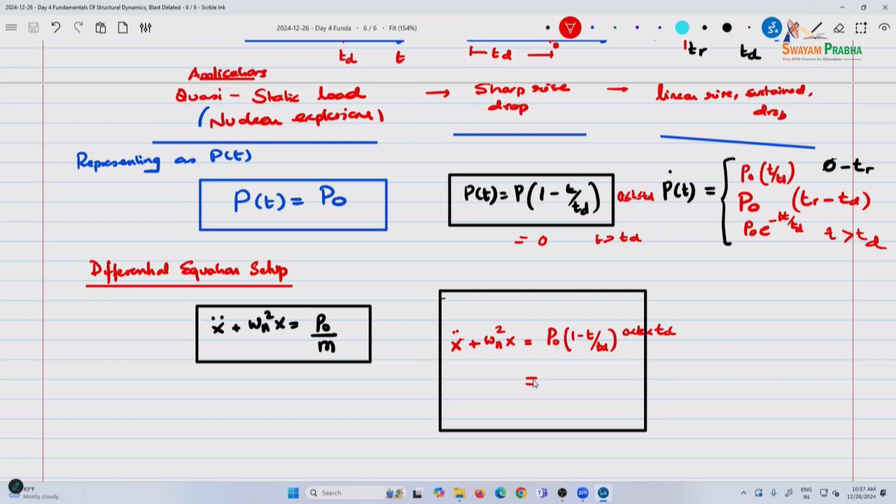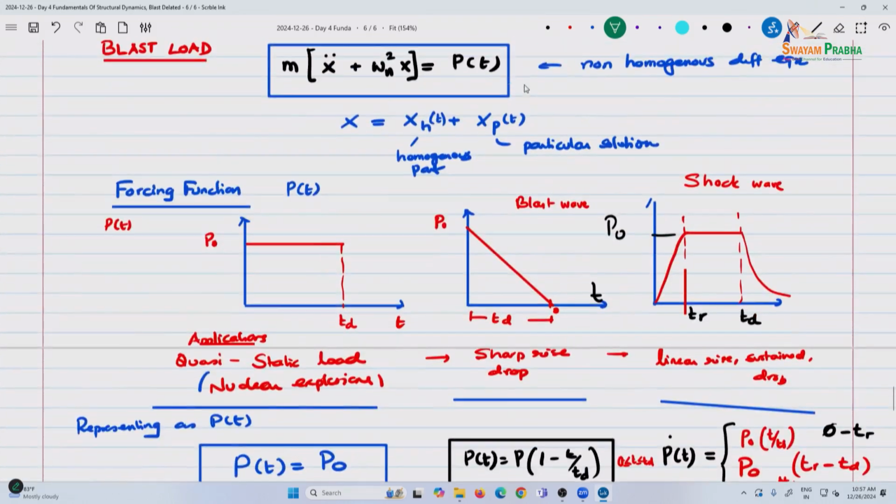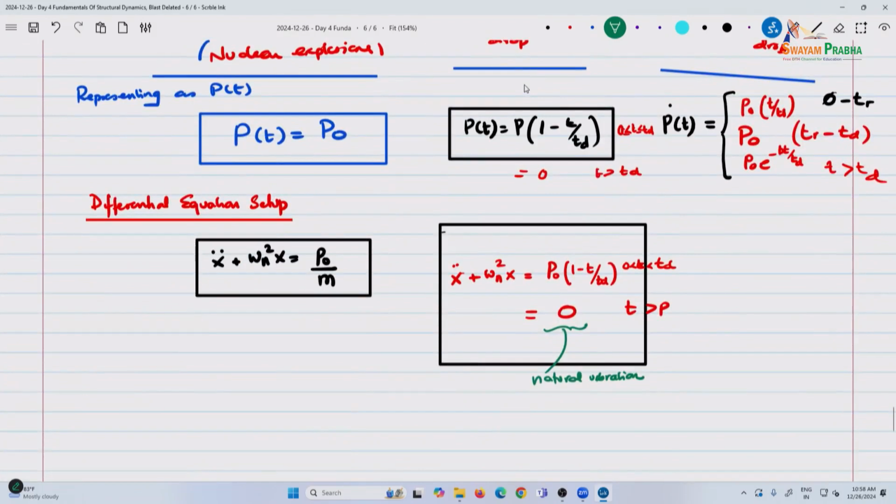Okay, that's definitely a point. So, this is 0 for t greater than td. So, what Amit's saying is this is natural vibration. One more aspect. Is this natural vibration? Maybe let you answer first and then I will give you a clue if you're not able to. One more aspect to it.